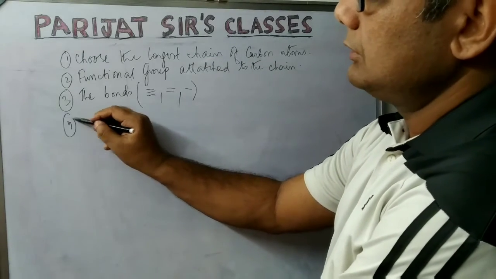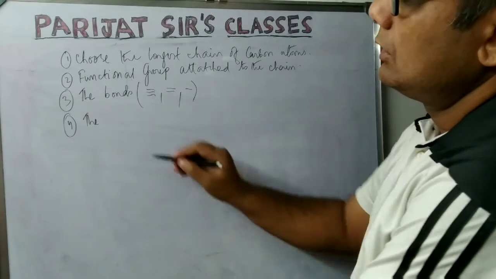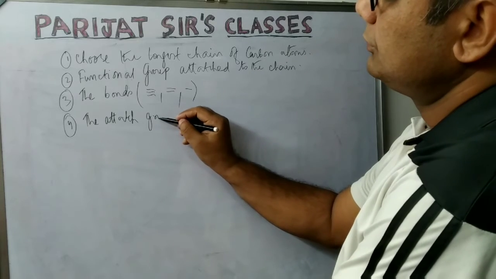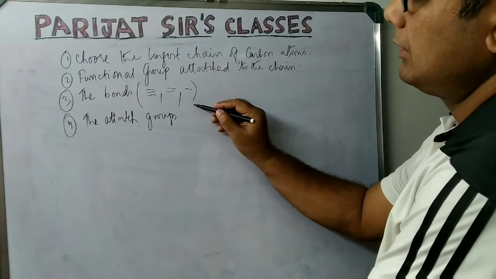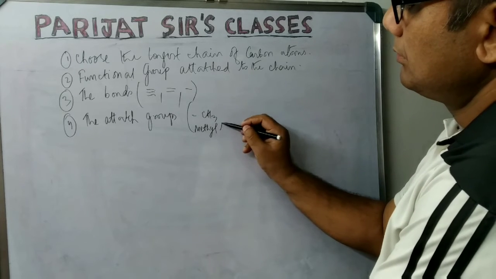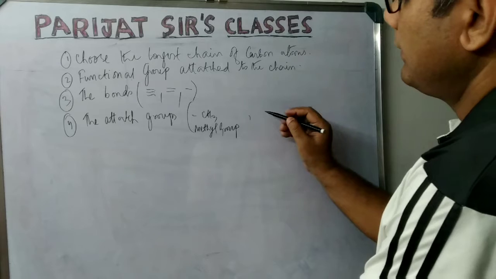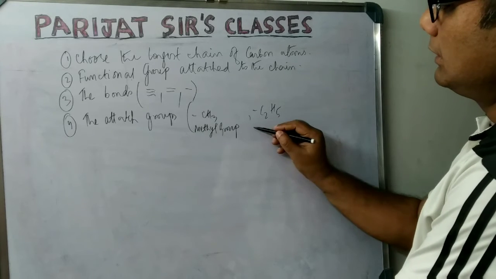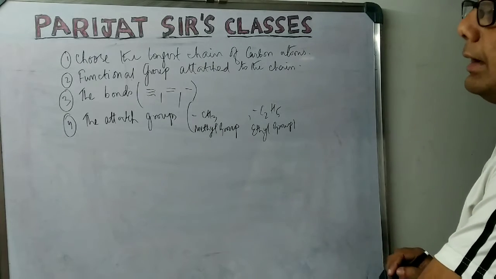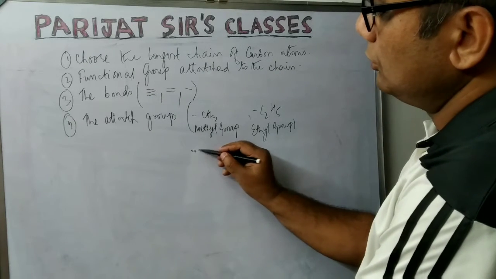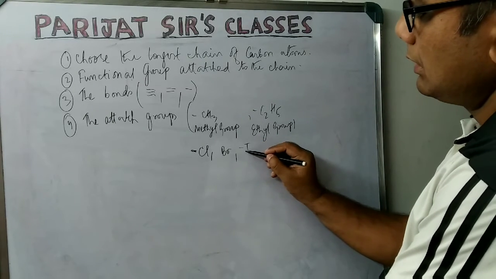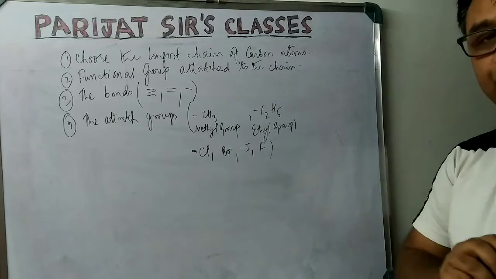And then we will give the preference to the attached groups. For example, this is the methyl group, this is the ethyl group, and then we have groups, as I told you, chloro, bromo, iodo, fluoro, these all.